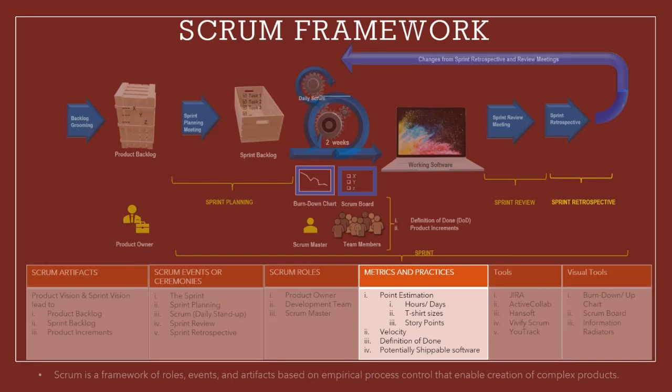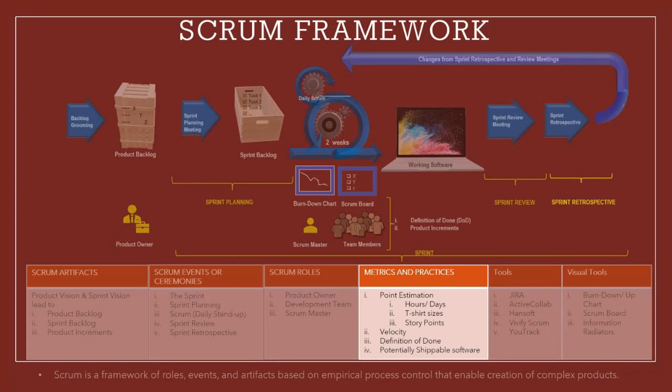For point estimation, teams are free to choose and align their work to hours per day, t shirt sizing, or story points. Next is velocity. The number of story points a team can accomplish in one sprint is called velocity. Velocity doesn't measure the productivity of the team, rather it measures the team's ability to accurately estimate its work.